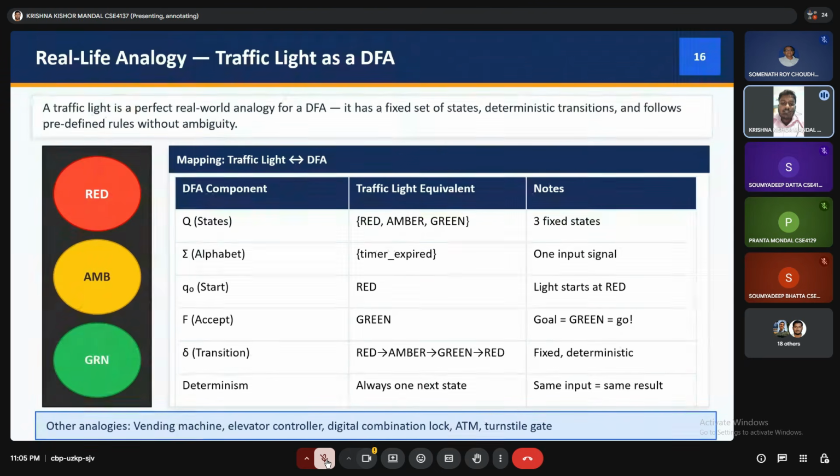The system always starts at the red state and the transitions are fixed. Red goes to amber, amber goes to green, and green goes back to red. This is deterministic because at any point there is only one possible next state. For example, from red it must go to amber. There is no alternative. We can consider green as the accept state, meaning go. So this simple traffic system clearly demonstrates how DFA works in real life.